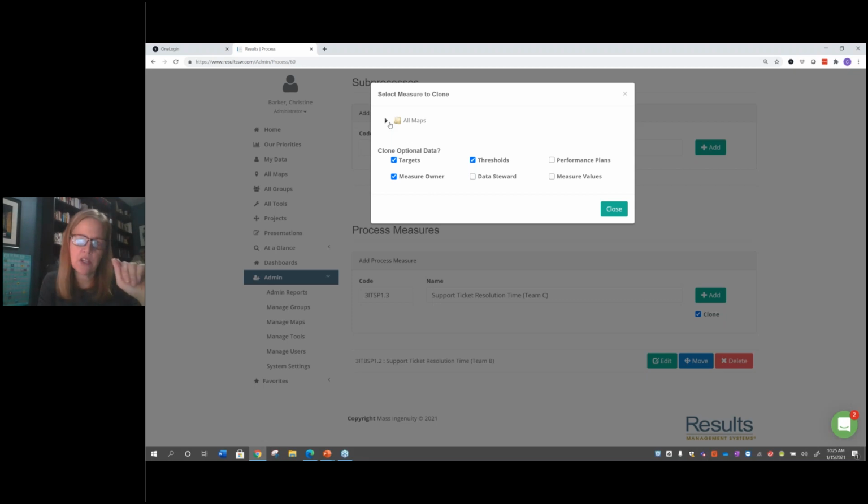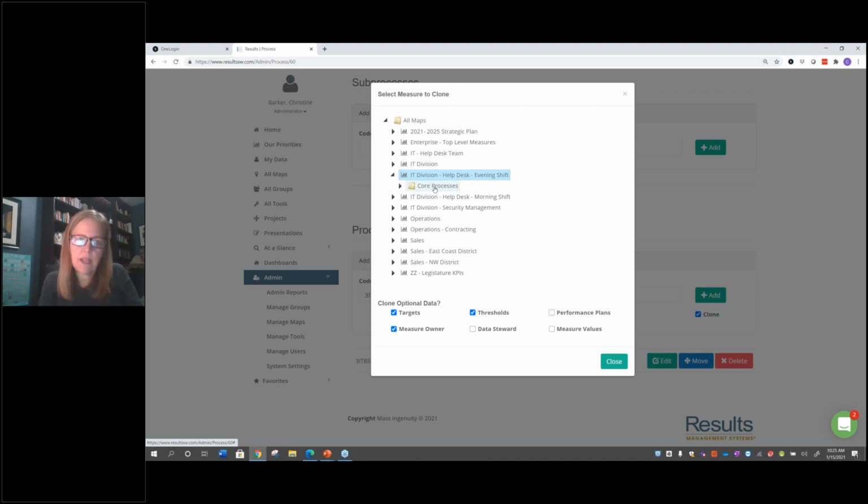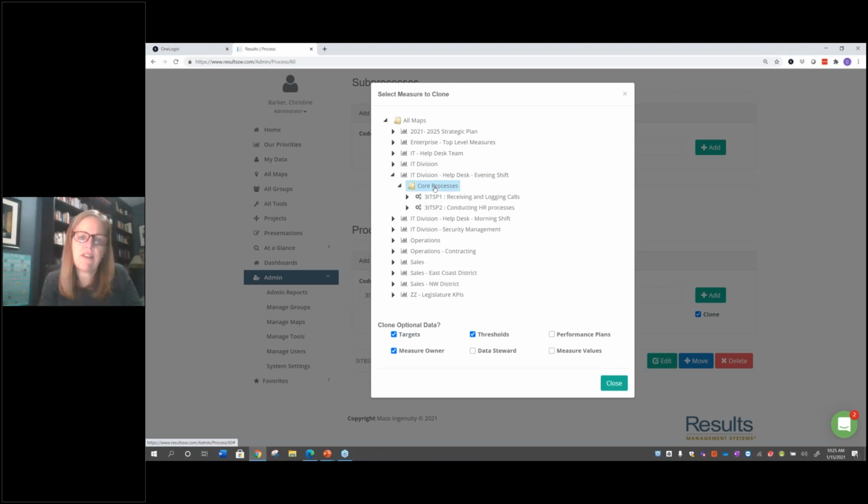Now what I do is after I click which optional fields I want, I have to go find the measure that I'm cloning. What am I cloning? So I go in and I expand my map list. And the measure I want to find is under that, and because I was so good on the naming of my maps, it's easy for me to find. So I open this map up, and I keep clicking until I find that measure.